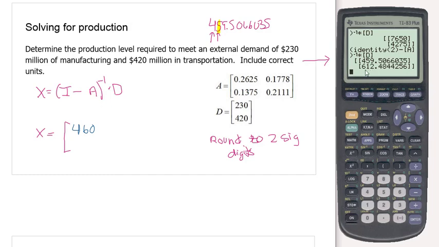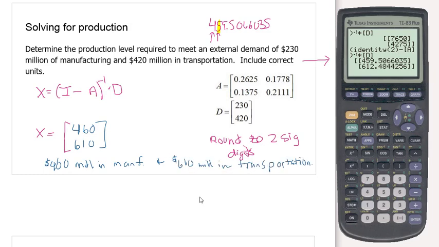And the second one, we have 612. The 2 is smaller than 5, and so I'm going to round that to 610. So this tells us that in order to meet that external demand, we need to produce 460 million in manufacturing and 610 million in transportation.